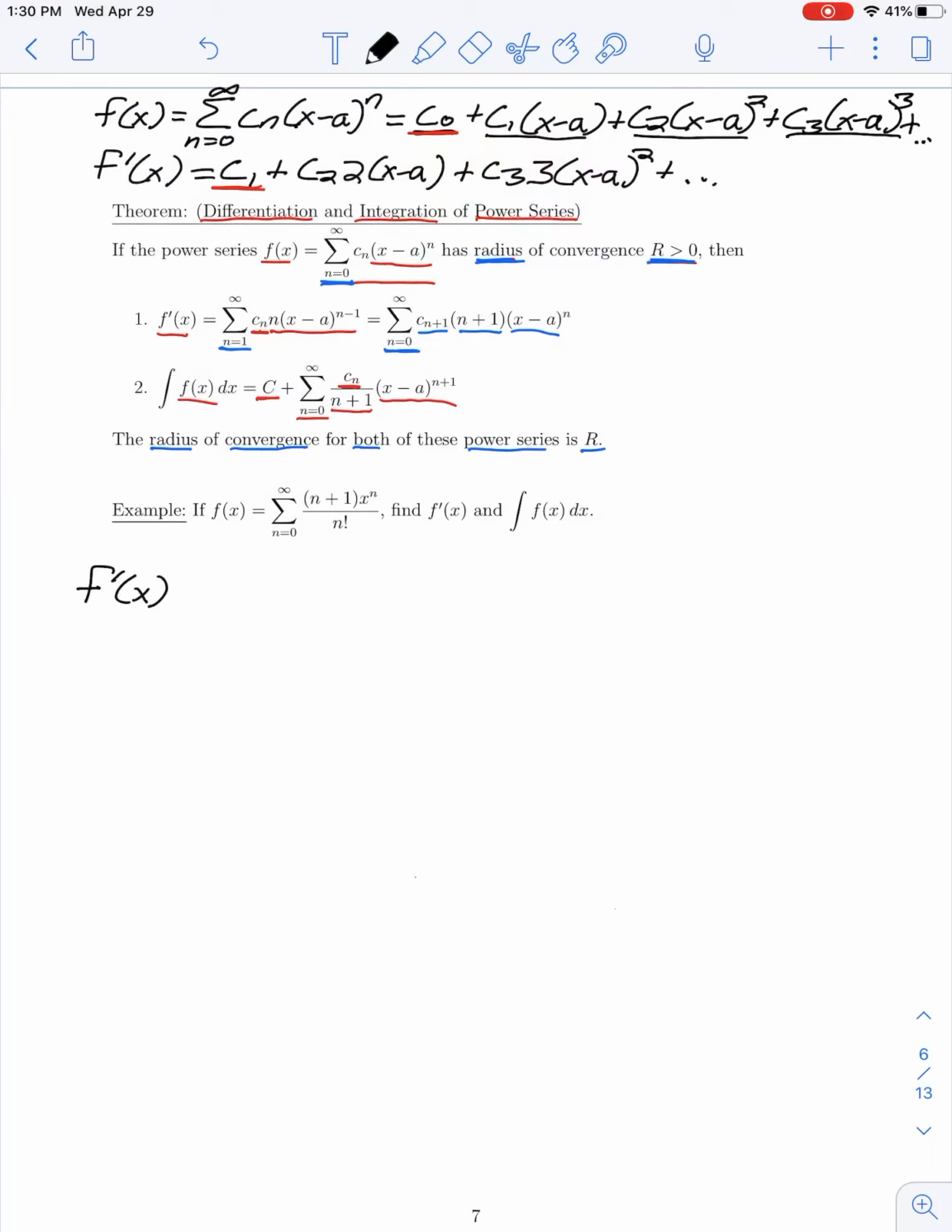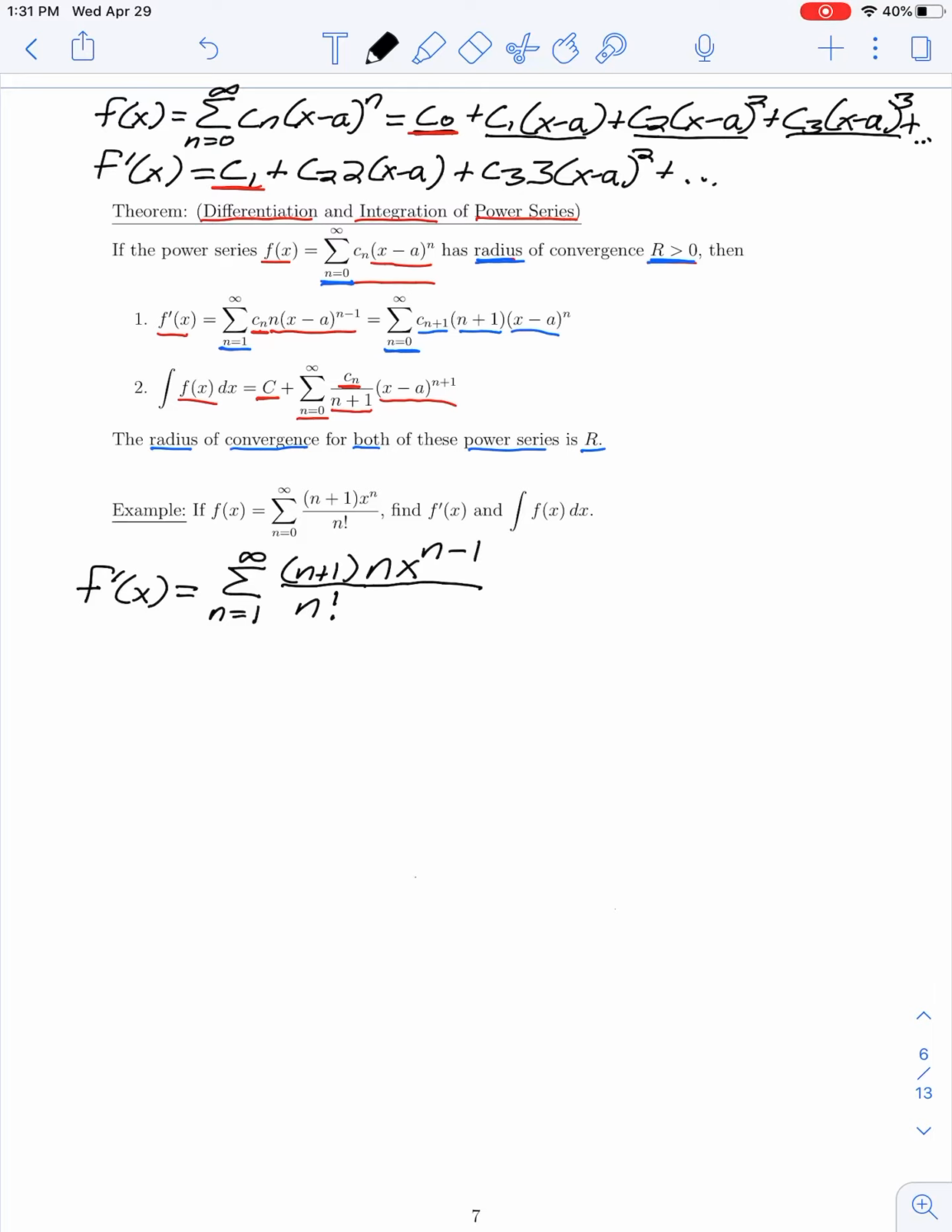f prime of x, using our theorem, says we can differentiate term by term. So I'm going to have the sum from n equals 1 to infinity. Remember, we have to change the starting value of our index to 1 when we differentiate. And we would have our coefficient, which was n plus 1, divided by n factorial. And then the derivative of x to the nth is n times x to the n minus 1 power.